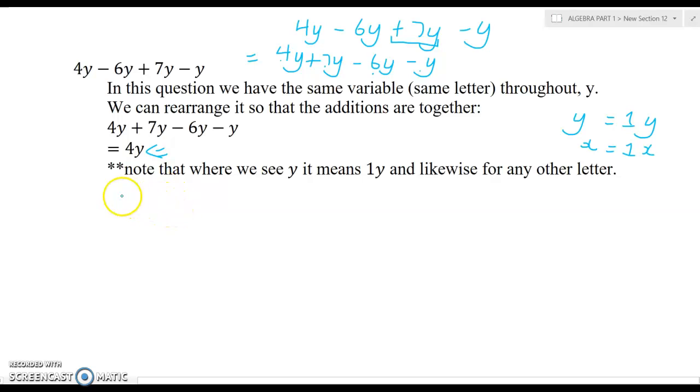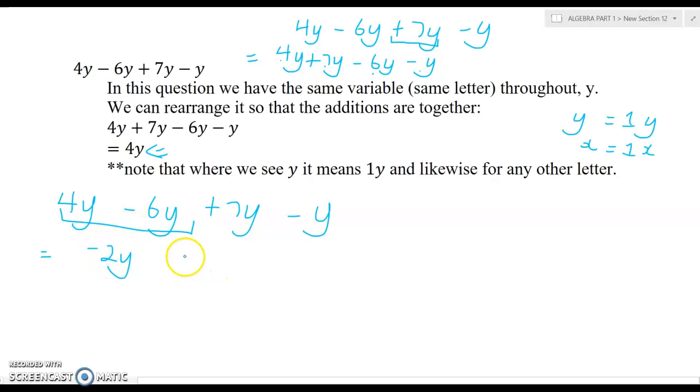Now, you could have done it like this as well: 4y minus 6y plus 7y minus y. Now, remember, we did directed numbers. This is exactly why we did directed numbers first. You could have worked out this part first: 4y take away 6y. What is 4 take away 6? Smaller number take away a bigger number, you're going to get minus 2y. Then you're going to get plus 7y minus y. So now let's work out this piece: minus 2y plus 7y, you're going to get 5y. And then we have to take away that extra y there to get 4y.